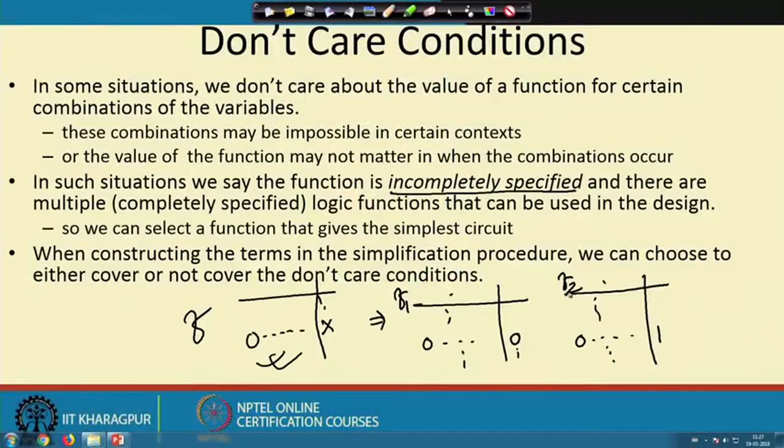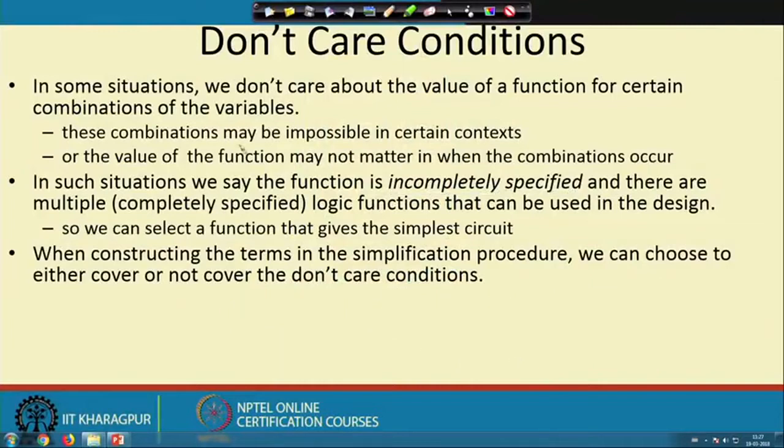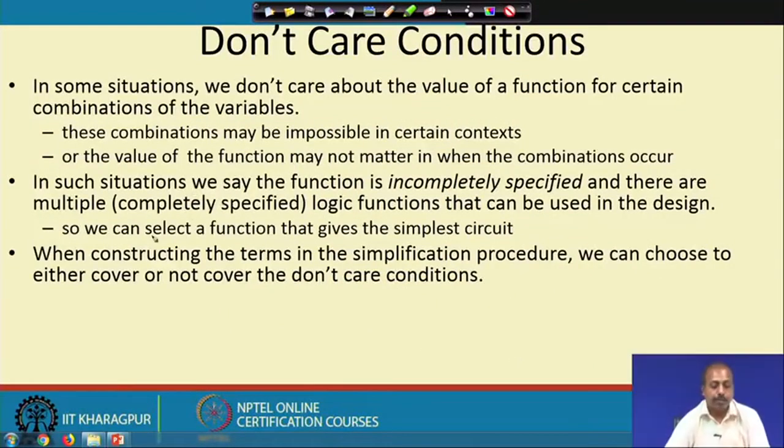While we are taking these x's in our grouping, it will automatically take the representation that has the simplest form in terms of number of literals and number of terms. When constructing the terms in the simplification process, we can choose to either cover or not cover the do not care condition. That way we can choose between the alternate functions.